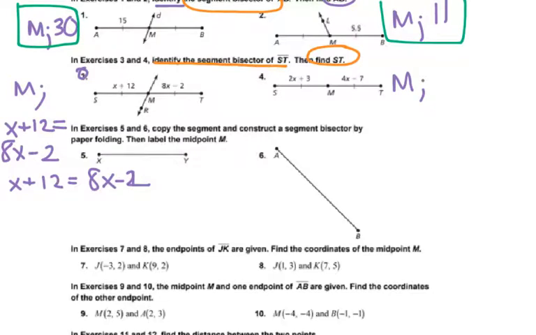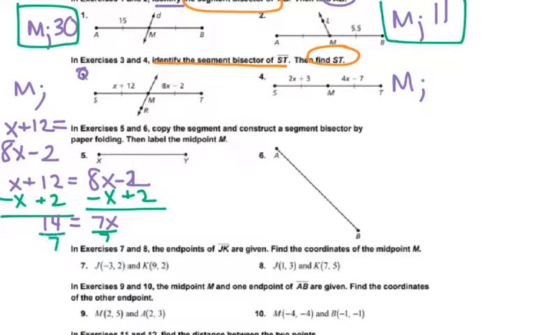So now I'm going to take away x from both sides. And while I'm at it, I'm going to add 2 to both sides to get rid of that. So on this side I have 7x. On this side I have 14. Then I'm going to divide both sides by 7. And I get x equals 2.